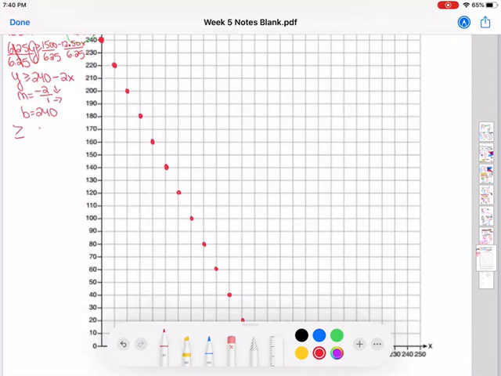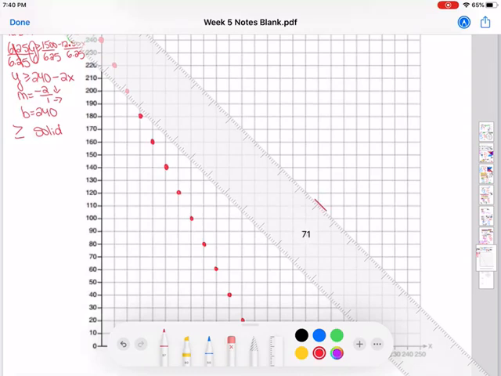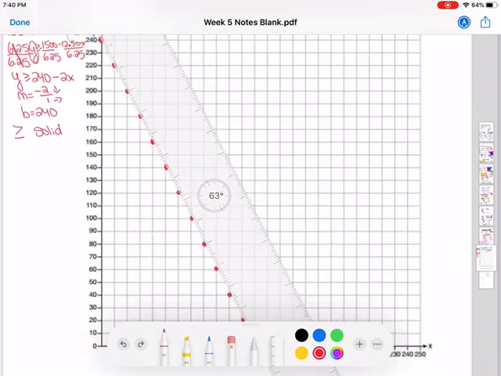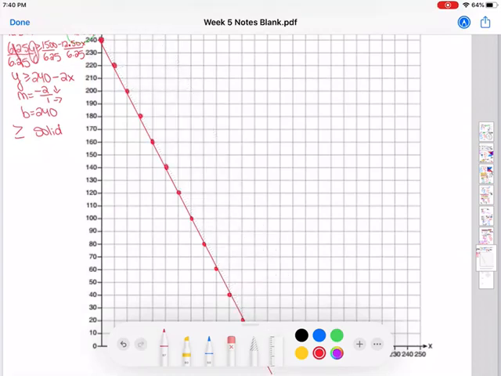And then think, is it a solid or a dashed? Our symbol is greater than or equal to. The or equal to tells me it's going to be a solid line when I connect it. So when I connect it, here's my solid line.